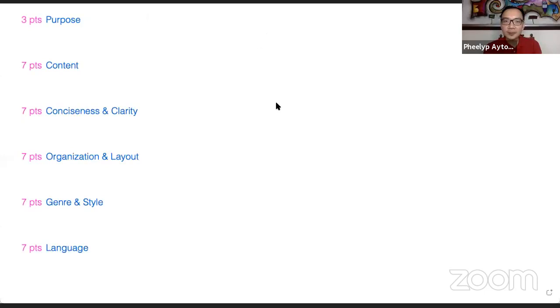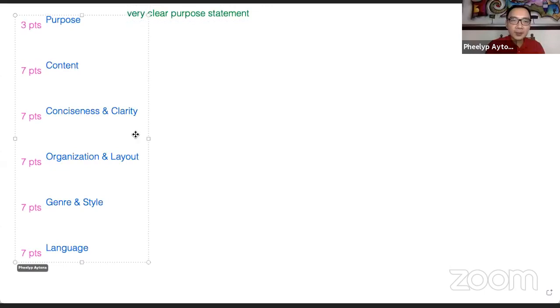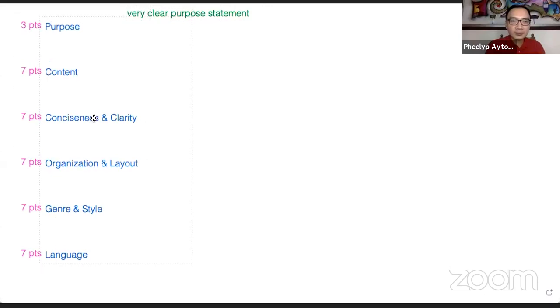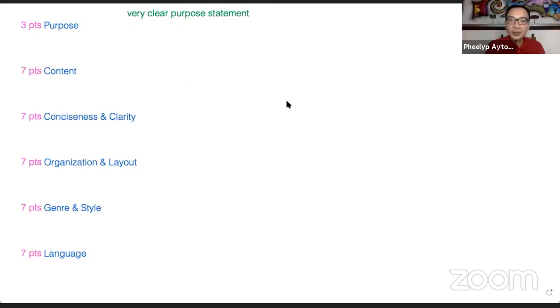What is purpose? Purpose means that it has to be very clear kung bakit ka nagsusulat. Ano bang habol mo dyan sa healthcare professional na sinusulatan? In order to assess this, they're looking at 3 specific things. 1, you're supposed to have a very clear purpose statement. What does that mean? Well, let's have a sample.